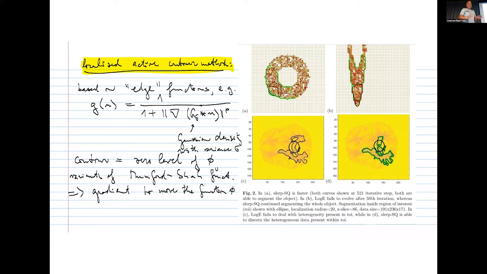And this variational functional is quite complicated to describe, so I skip that completely. But the good idea behind these active contours, there are two actually. One is that instead of working with the curves directly, you think that the curves are the zero level set of some function. So you actually work with surfaces.